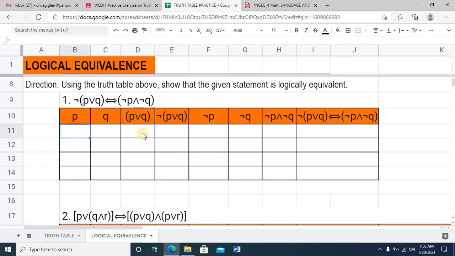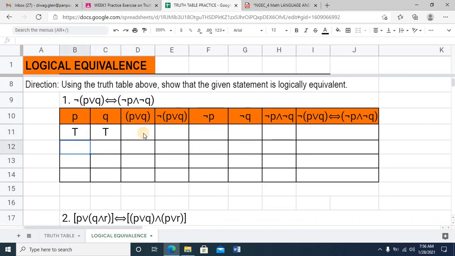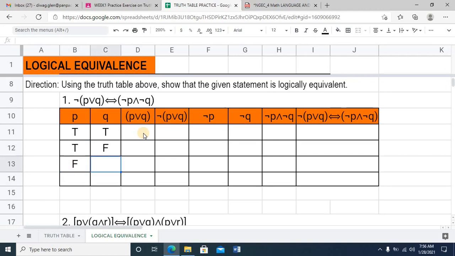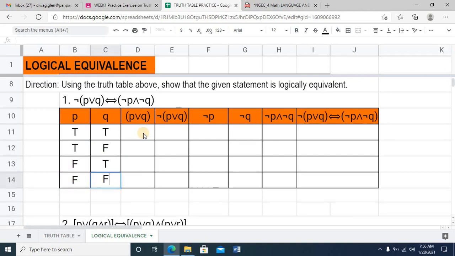So let's do it. We place the truth values for P and Q. There are four possibilities. True, true. This is true and false. This could be false and true. And this would be false and false. Now this is P or Q. So this is an OR statement. True, true, true, false. At least one of the propositions should be true for this compound proposition to be true. Next, we negate that column. So we have false, false, false, and true.